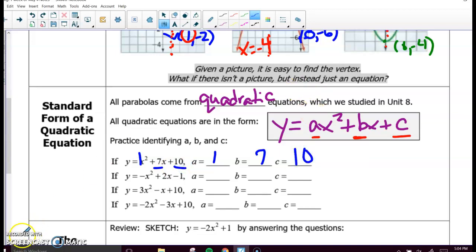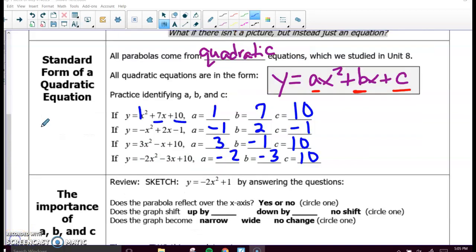Please hit pause and work through the next three. Compare your answers with what I've listed. Standard form means our exponents are in decreasing order, starting with the x², and then if there's an x term, and then there's a constant. That helps us to easily identify a, b, and c.